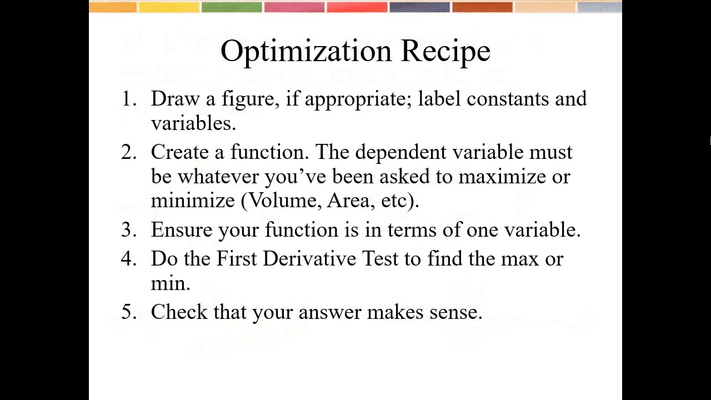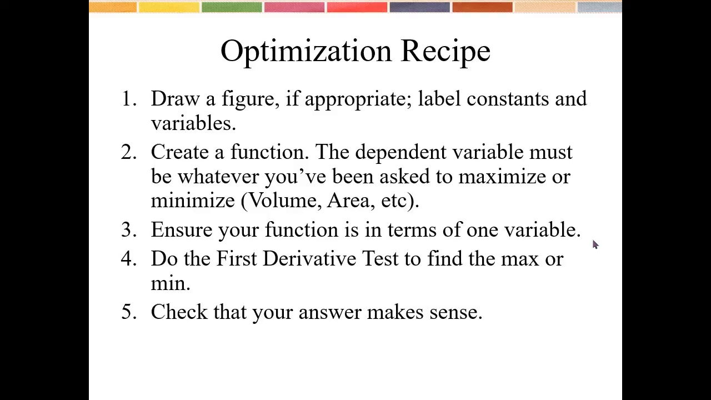I gave you this in your notes. This is called the optimization recipe. So you're going to draw a diagram if it's possible, label the diagram, then you're going to create a function. The independent variable must be whatever you've been asked to maximize. And then in step 3, you're going to probably do something, either draw a picture or write another equation to put the first equation in terms of one variable.